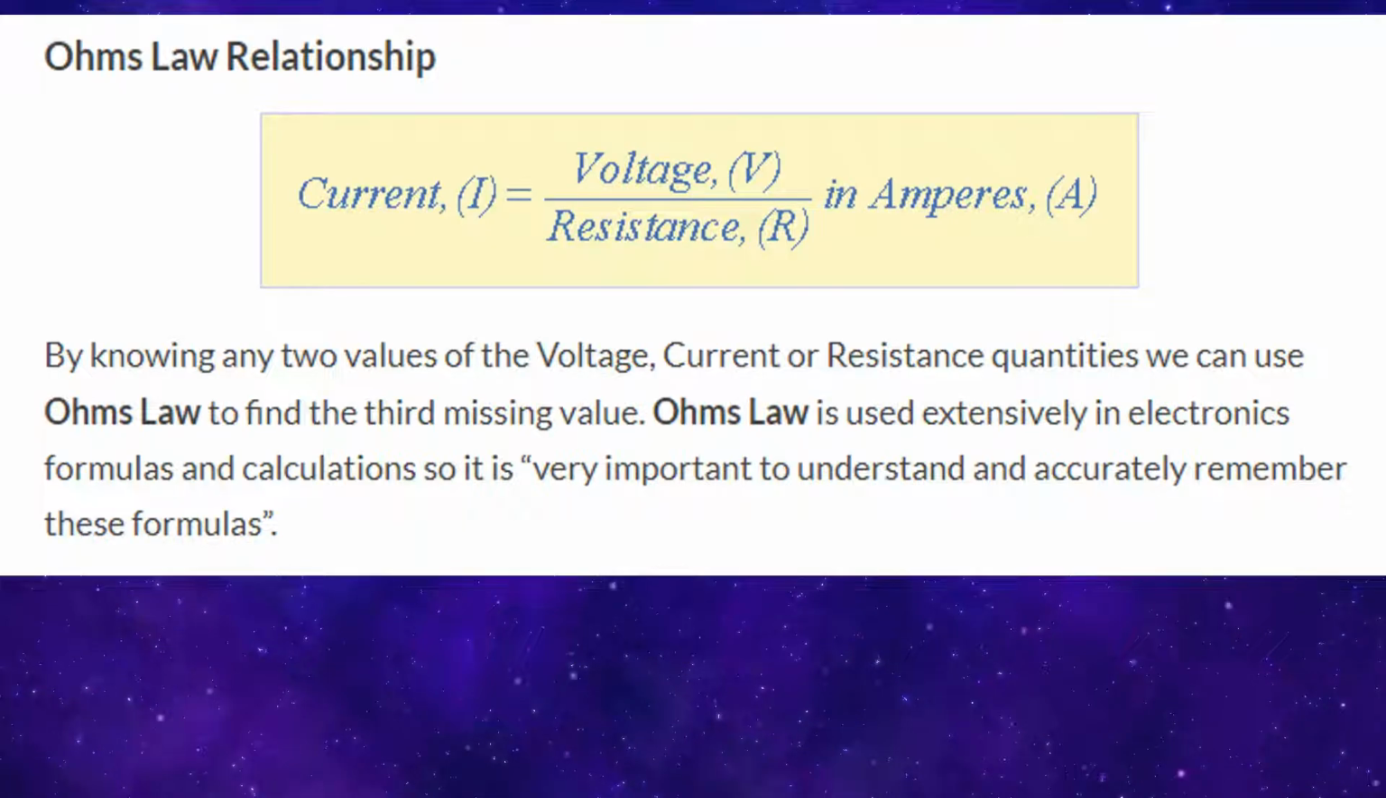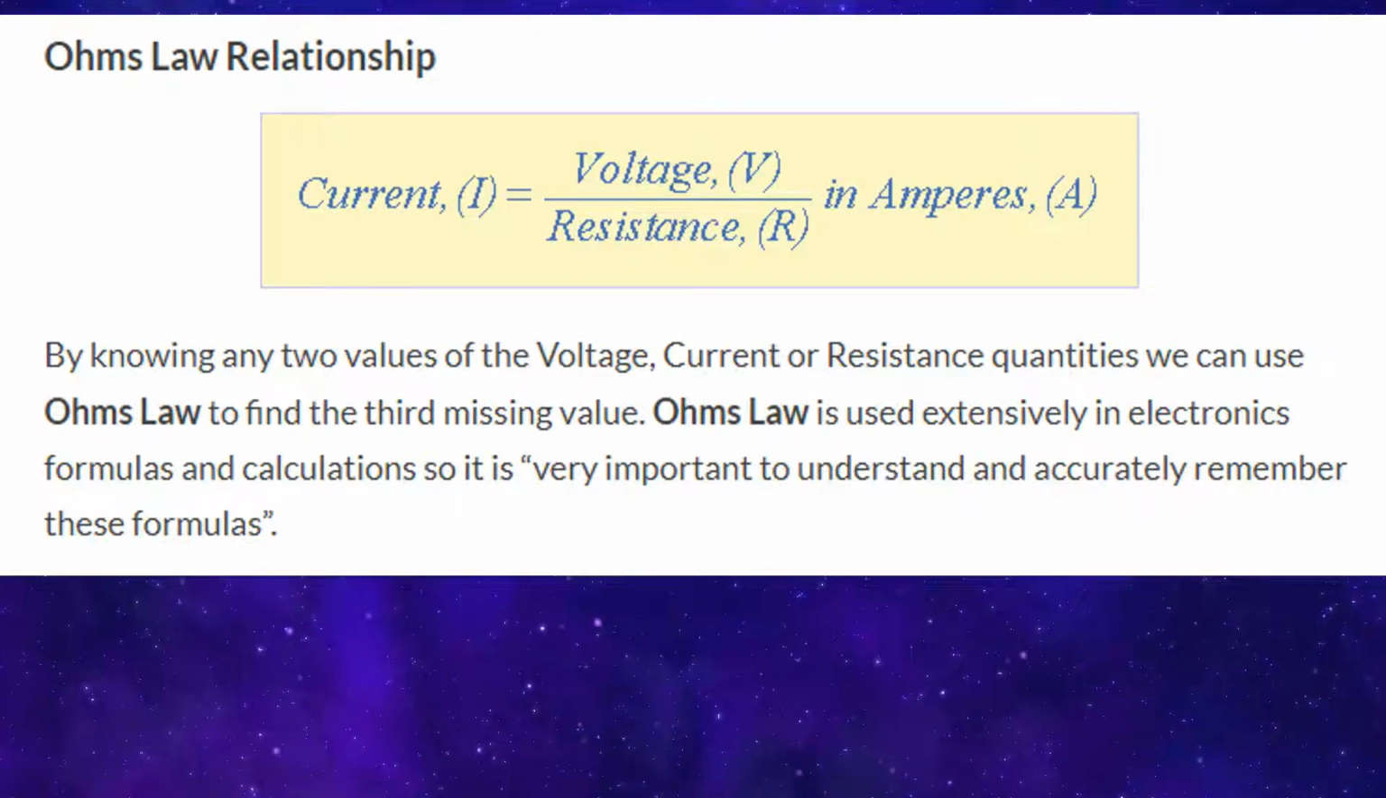Current I equals voltage V upon resistance R, in amperes. By knowing any two values of the voltage, current or resistance quantities, we can use Ohm's law to find the third missing value. Ohm's law is used extensively in electronics formulas and calculations, so it is very important to understand and accurately remember these formulas.